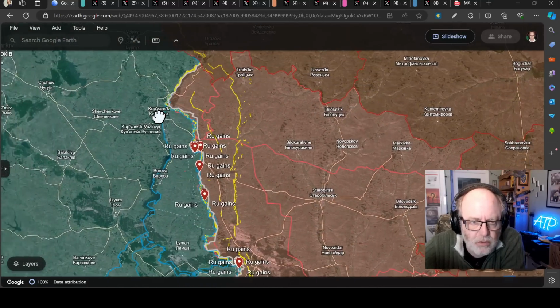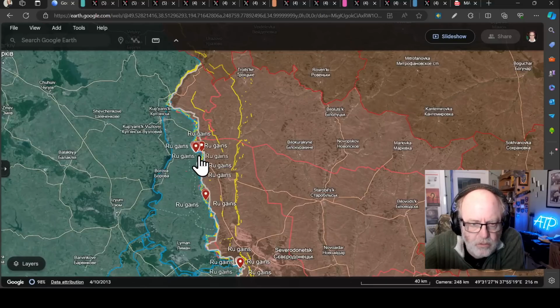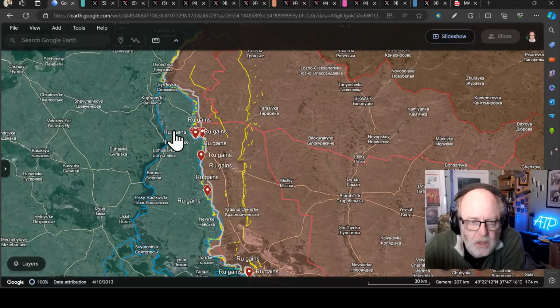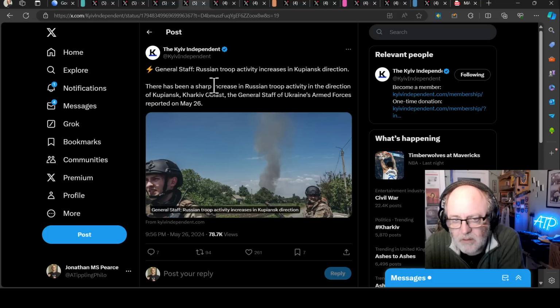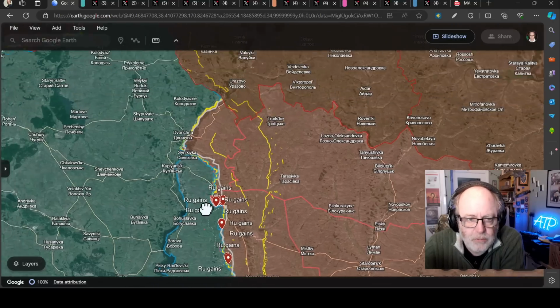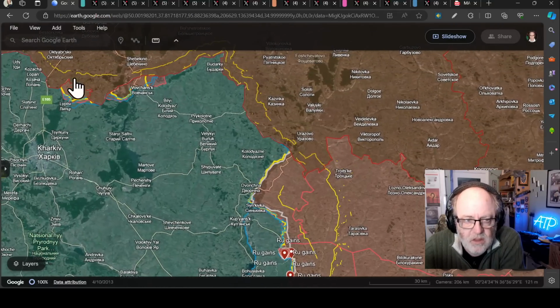Then we come to the northeastern axis from Kupiansk to Kreminna, Svatova to Kreminna. You can see there are some changes along some of the usual places on this front line, although no changes to the Kupiansk-Sinkivka area itself. We're going to just have a mention of that, which is that the General Staff have claimed that Russian troop activity has increased in that Kupiansk direction. Sharp increase of Russian troop activity in the direction of Kupiansk. That could be in relation to this attack up here.